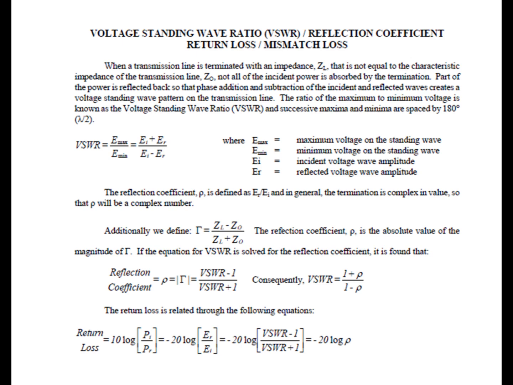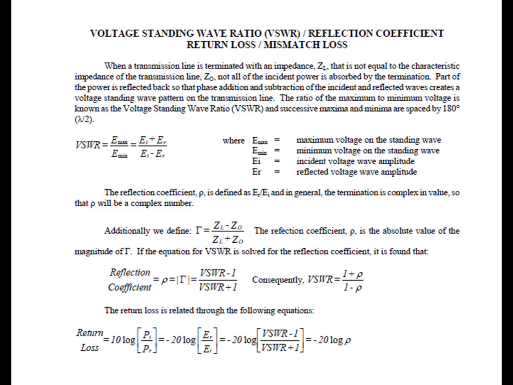In this video, we will learn about VSWR, reflection coefficient, and return loss in a very simple way. What happens when a transmission line is not matched? When a transmission line is connected to a load that does not match the line's characteristic impedance, some of the signal gets reflected back. This creates a standing wave on the line.